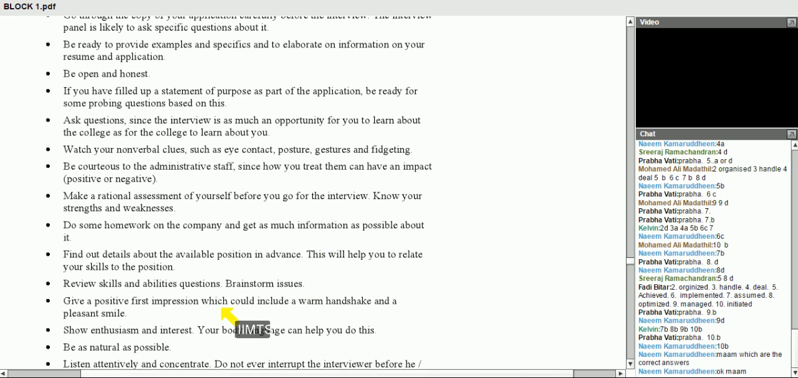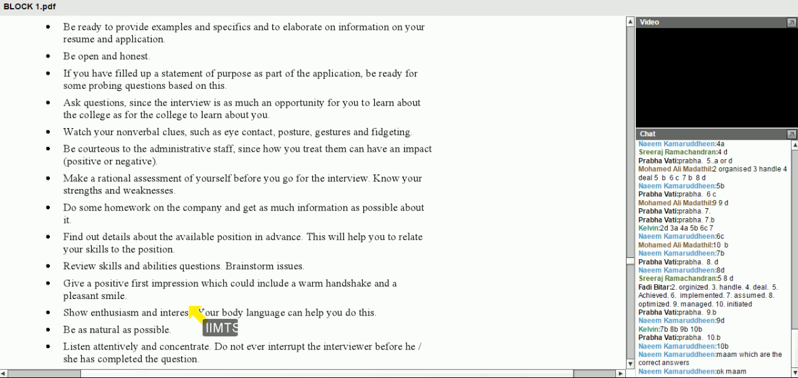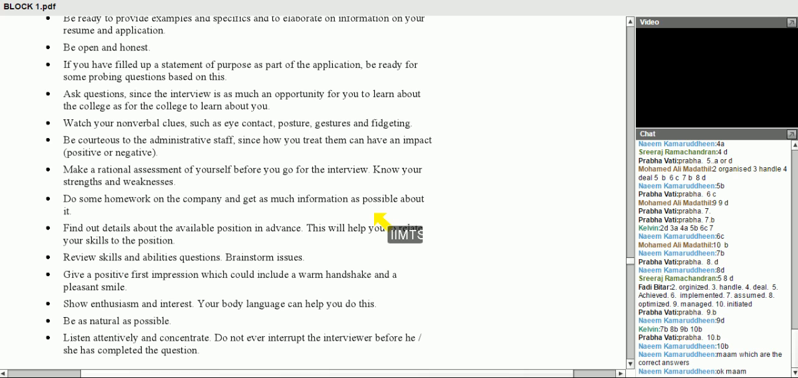Brainstorm issues. Give a positive first impression, because first impression is the last impression, which could include a warm handshake and a pleasant smile. Show enthusiasm. Okay, but it should not be overconfident. And interest. Your body language can help you do this. Be as natural as possible. Don't fake yourself. Okay.